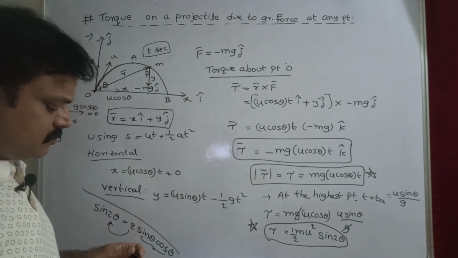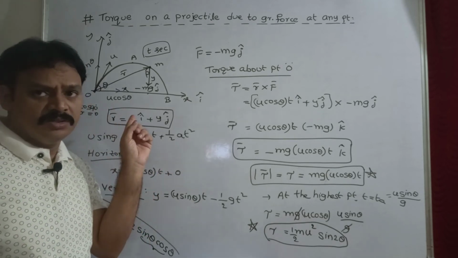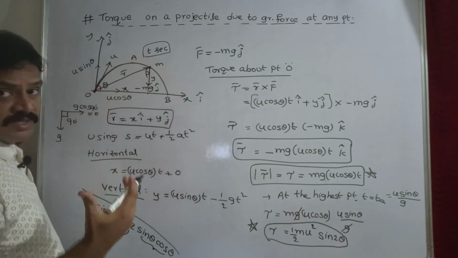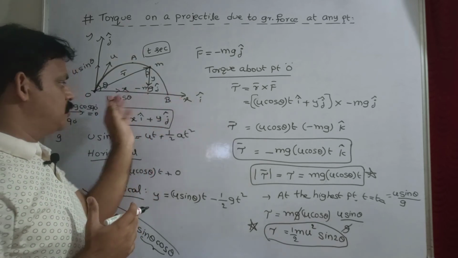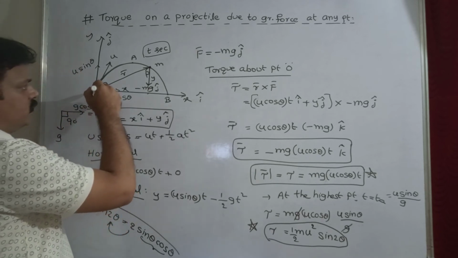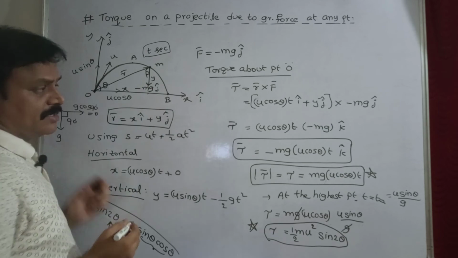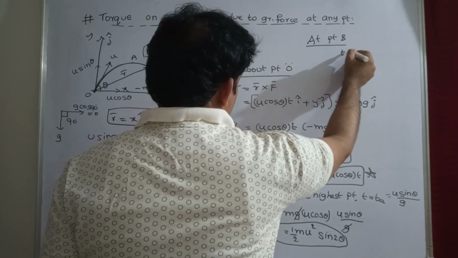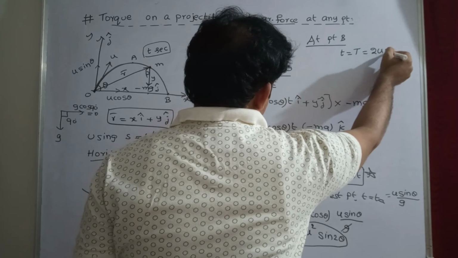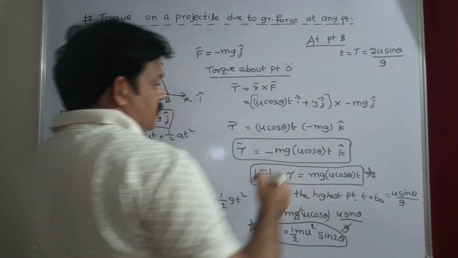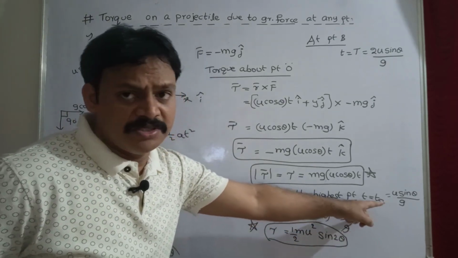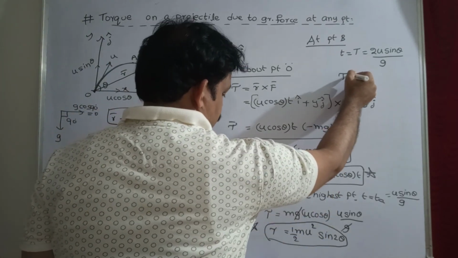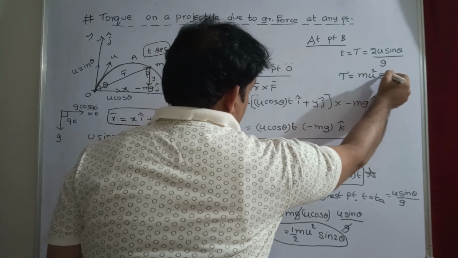In the same concept, he may ask: what is the torque on the projectile when it reaches the ground at point B, about point O, due to gravitational force? From point O to point B, what is the time taken by the projectile? Total time, nothing but the time of flight. At point B, total time means time of flight, and you know the time of flight formula, 2u sin theta by g. Simply, it is twice the given value. Already we substituted u sin theta by g, so into 2, the 2 gets cancelled out. The expression for torque becomes tau is equal to m u square sin 2 theta.